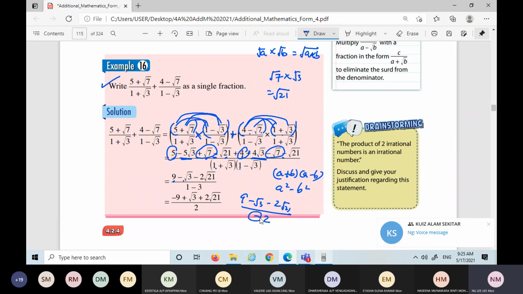Negative 2. The negative, bring it up here. Then you change the sign for everyone. So negative 9 over 2. Then change sign for everyone, so negative 9 and then plus 21 over 2. This is how you get this final answer.